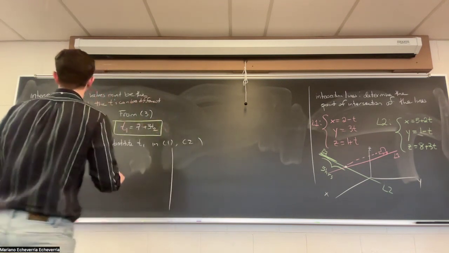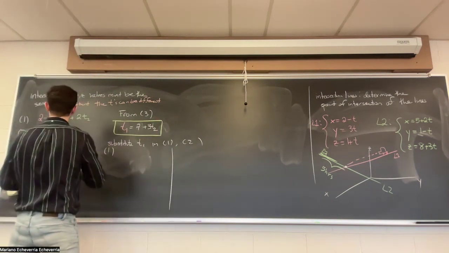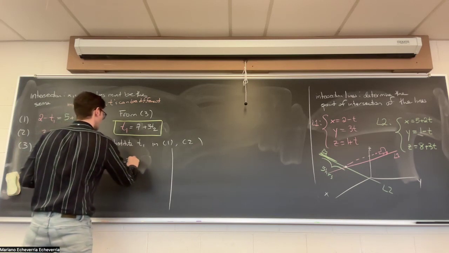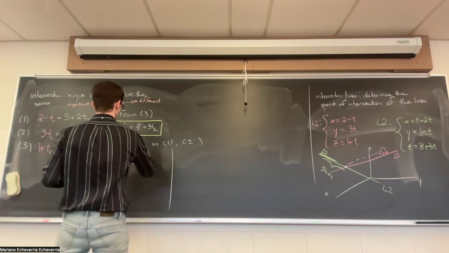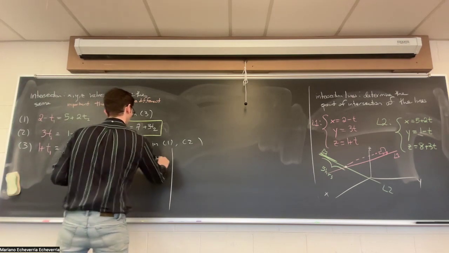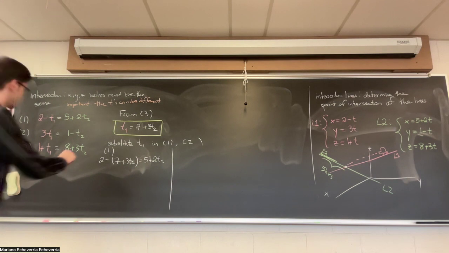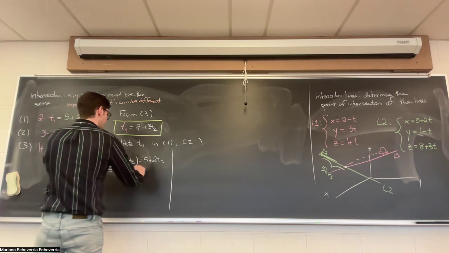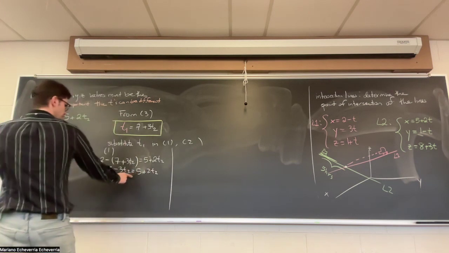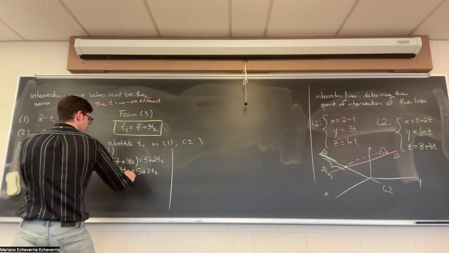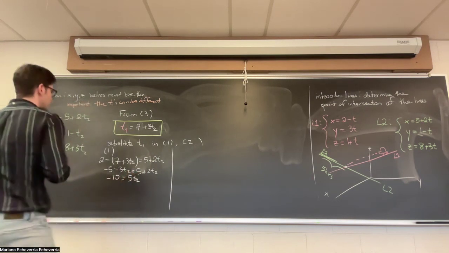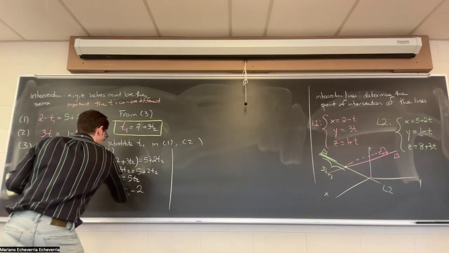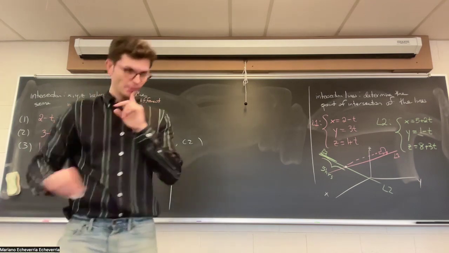So let's just see what happens if you do the substitution in equation 1. You get 2 minus T1, so you get 2 minus (7 plus 3 T2) equals 5 plus 2 T2. So what does that give you? It gives you 2 minus 7, which is negative 5, minus 3 T2 equals 5 plus 2 T2. If you move this 5 to the other side, you get negative 3 equals 5 T2. And so T2 is negative 2 here. Right?